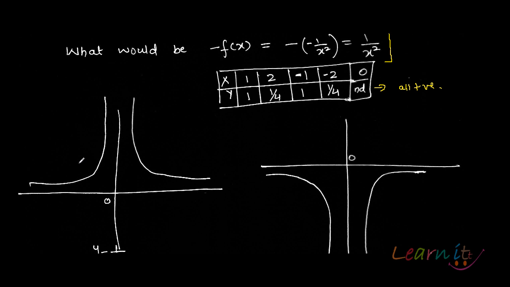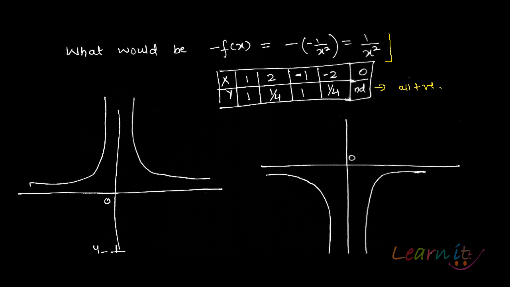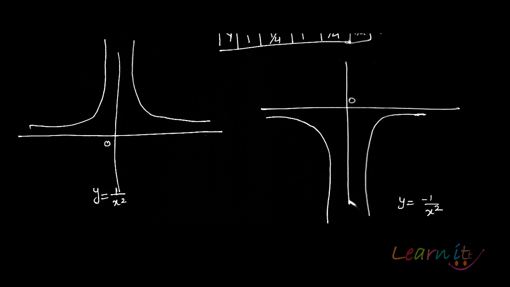So essentially minus 1 by x square, which has all negative y's, will be below the x axis, because I have all negatives here. The curve is a hyperbola, so it will look like this. For every value of x, you have a negative value of y. So x can be positive, x can be negative.